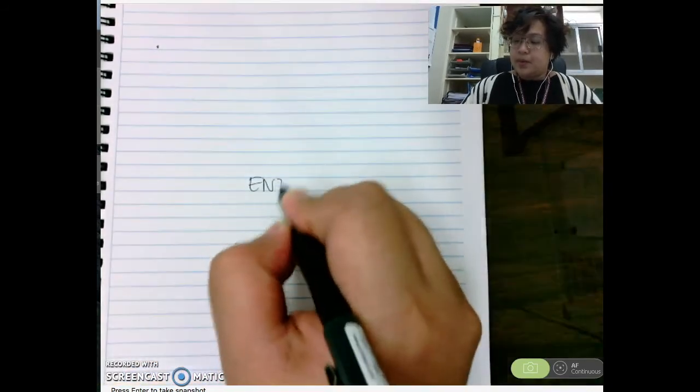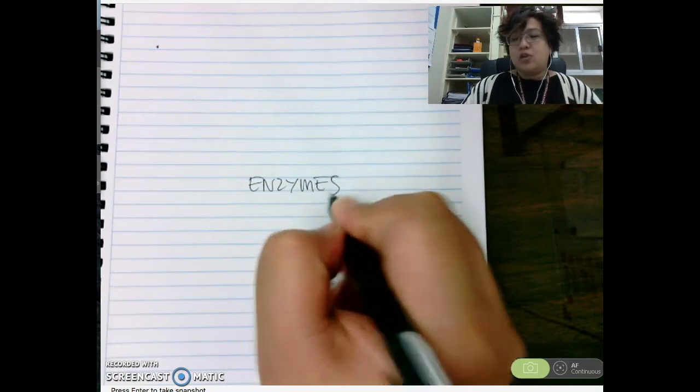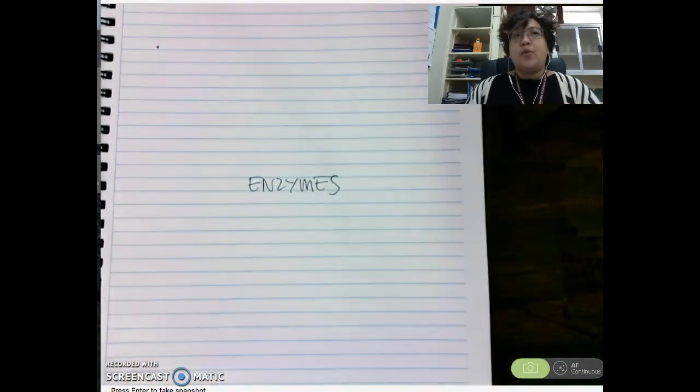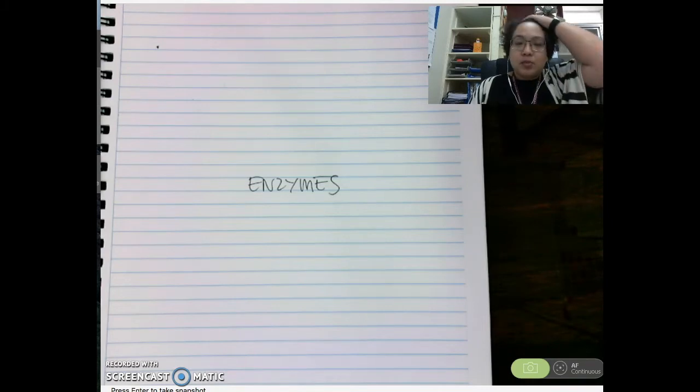Alright, so 2.5 is the last of our topic for macromolecules. In 2.5 we will learn about enzymes. We ended 2.4 with different functions of your proteins, and one of the main functions of your proteins is catalysis, or they can speed up chemical reactions. Now these protein molecules are what we call enzymes.